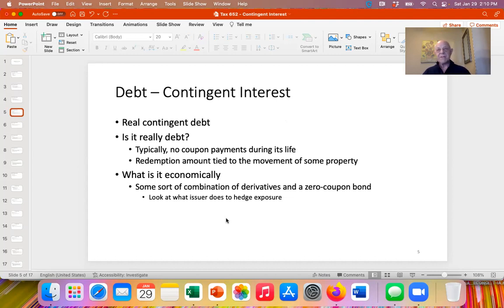So again, remember, there's typically no coupon. There's typically just one payment at the end, and it's tied to the movement of some property. And as I said before, when we first started, this really is a combination of a zero coupon bond along with some sort of derivative.